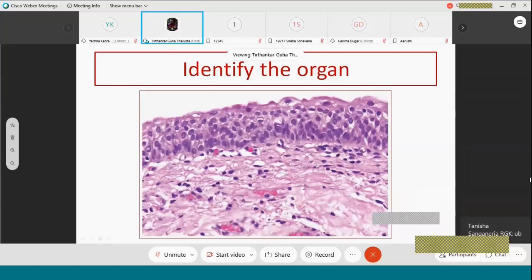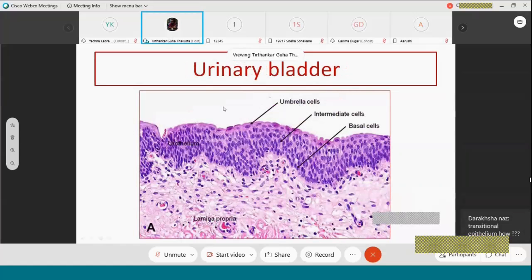And this describes the urinary bladder. The urinary bladder has a layer of transitional cells or urinary epithelium, above which there are flattened cells called umbrella cells, below which there is lamina propria and the detrusor smooth muscles.